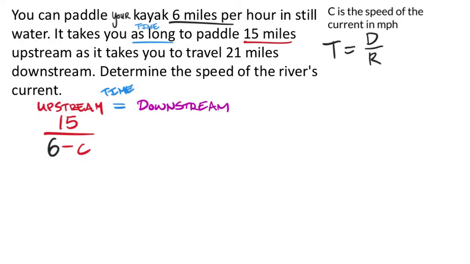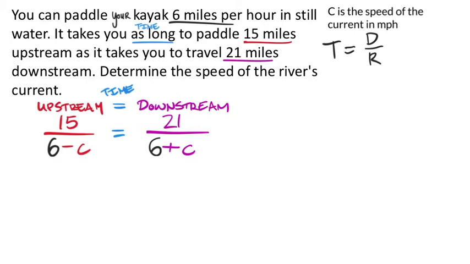Let's look though at downstream. So downstream, it said you were able to go 21 miles. So for my ratio, my fraction, 21 is the numerator. Now your paddling speed, of course, in still water's the same, but now we're adding the speed of the current. And again, we expect it to be added because you were able to go farther in the same amount of time. That was kind of the point there. So these two ratios are equal.